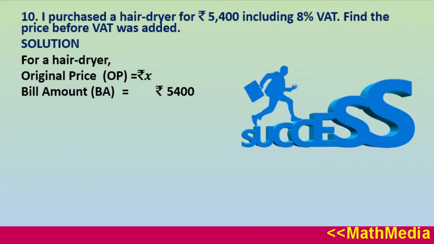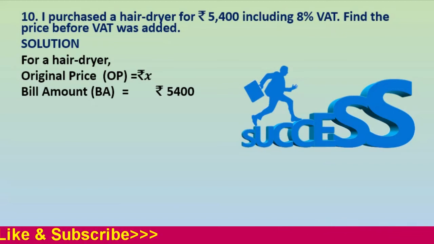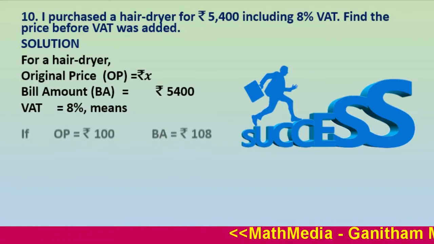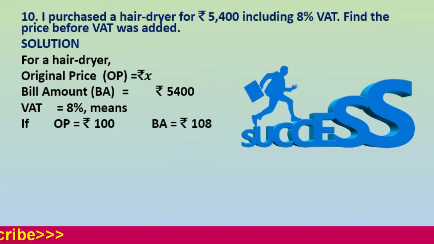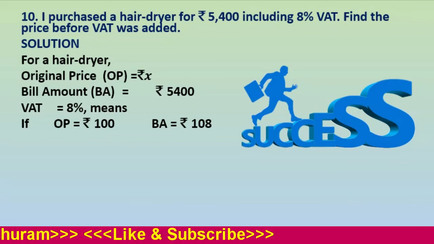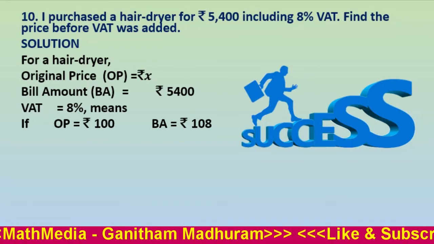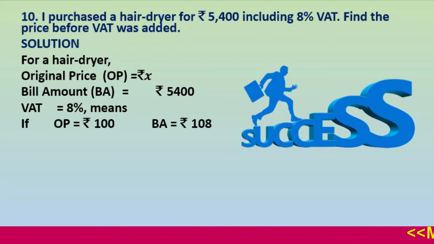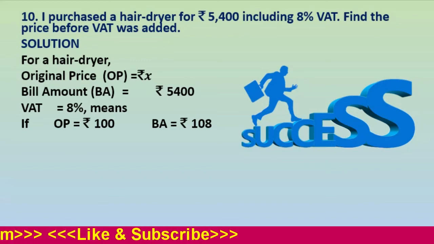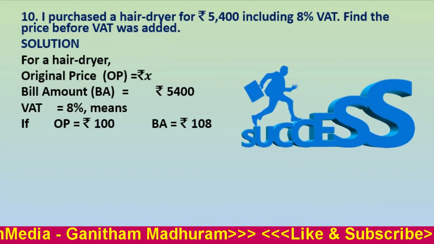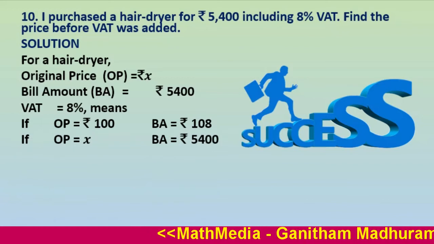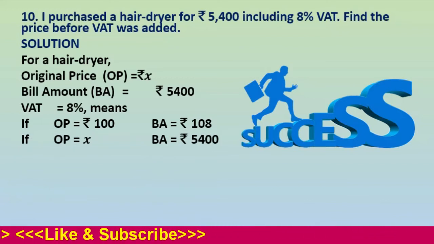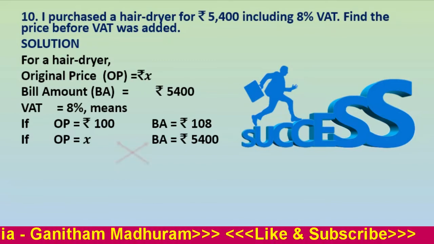That is rupees 5400. Now, VAT is given as 8%. It means, if the original price of an object is rupees 100, to get the object we have to pay 108 rupees as the bill amount. Is it clear? So now we come back to our question. If original price equal to X, bill amount equal to 5400. Now what is the next step?